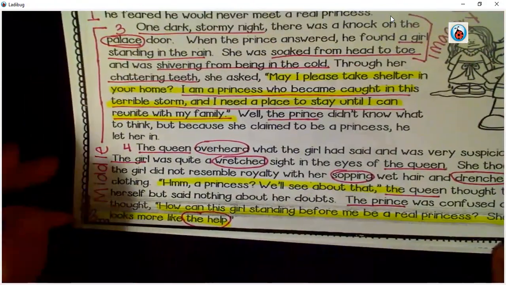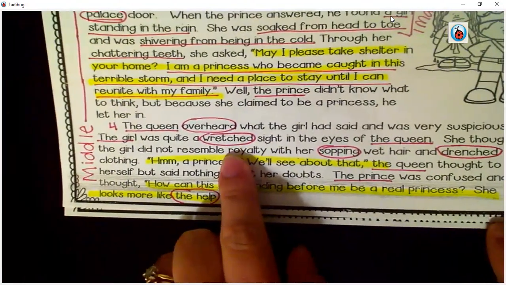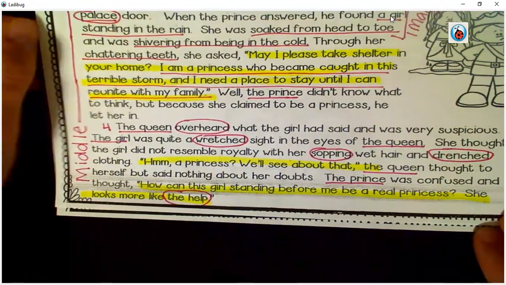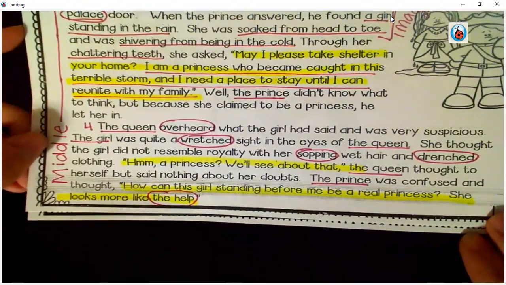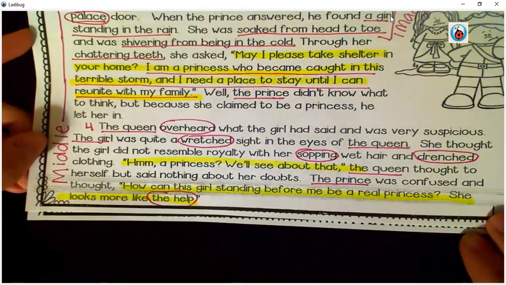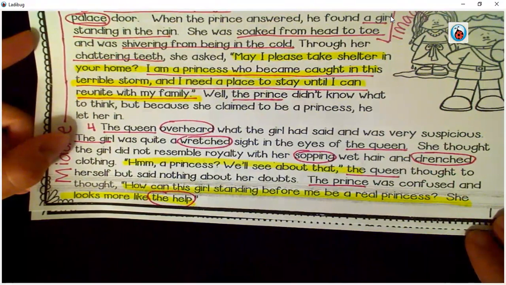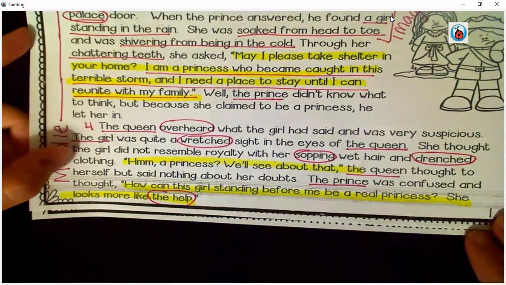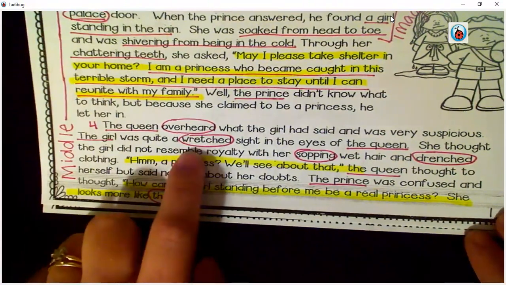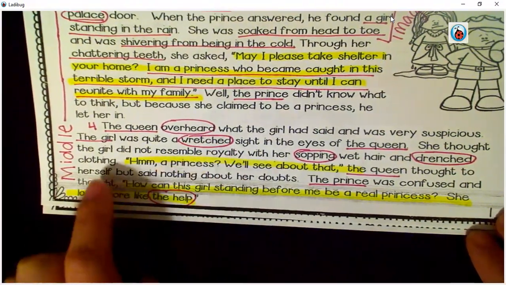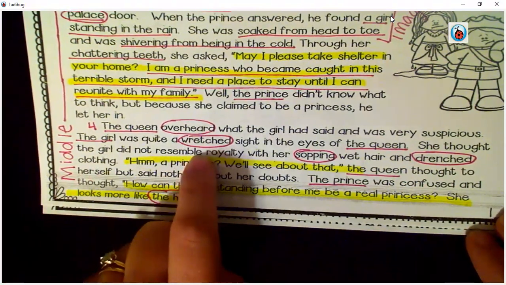All right, and it's already here. We see it circled because we annotated it. In paragraph 4, the queen overheard what the girl had said and was very suspicious. The girl was quite a wretched sight in the eyes of the queen. She thought the girl did not resemble royalty with her sopping wet hair and drenched clothing. So this tells me that I can use the girl's appearance to help me figure out what wretched means.